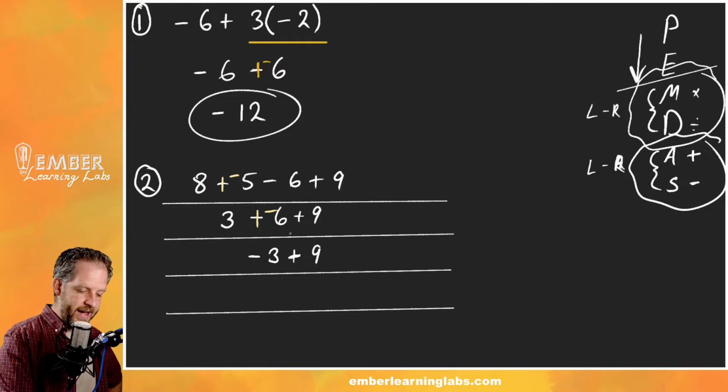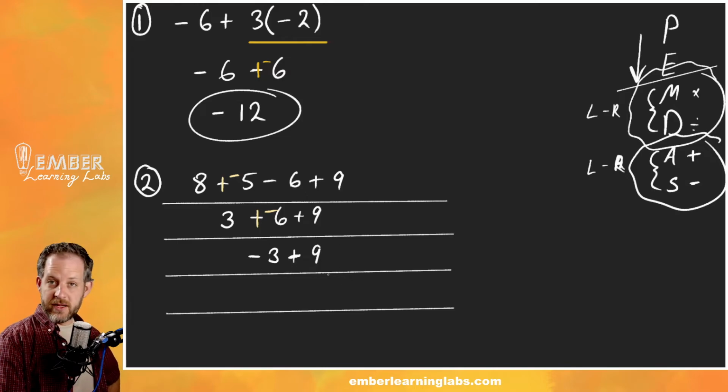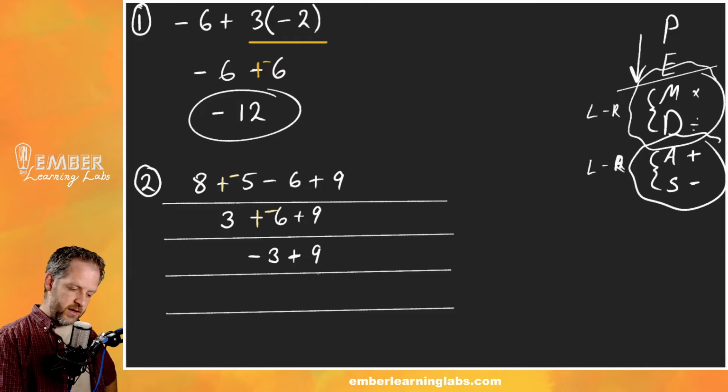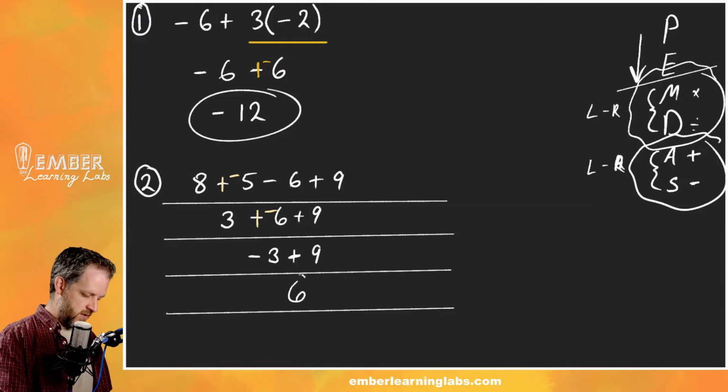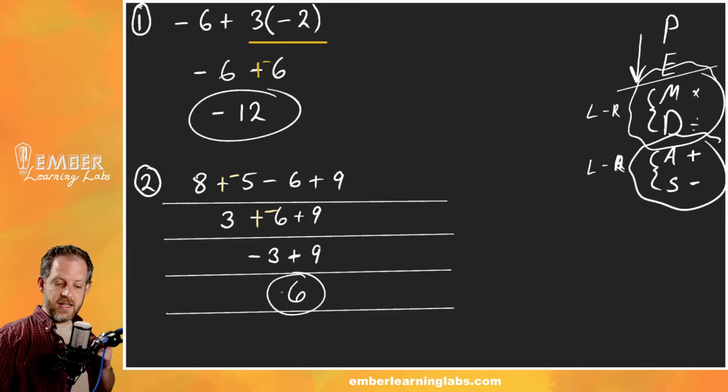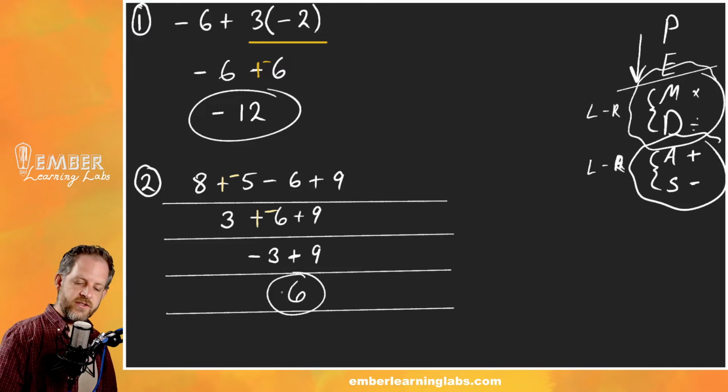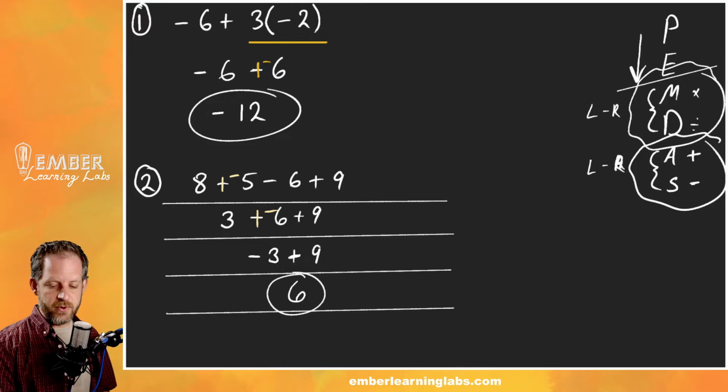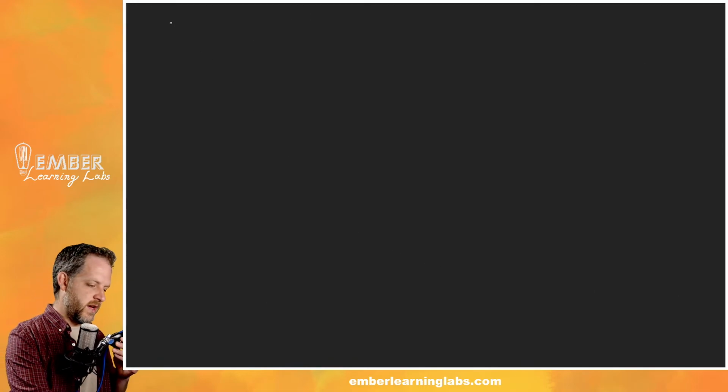All right, last bit. -3 plus 9, the signs are different. We're going to subtract and keep the sign of the bigger one. So it ends up being +6 as your answer. Okay, easy peasy lemon squeezy. Very good. Let's do one more example, and then we're going to be through with this one.